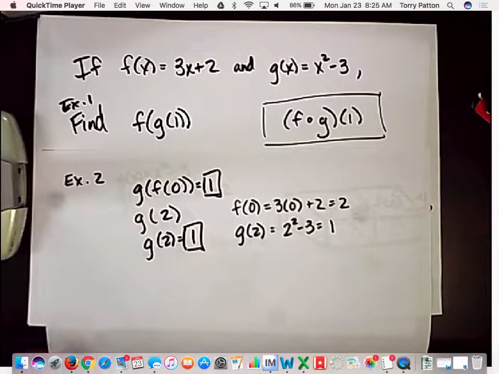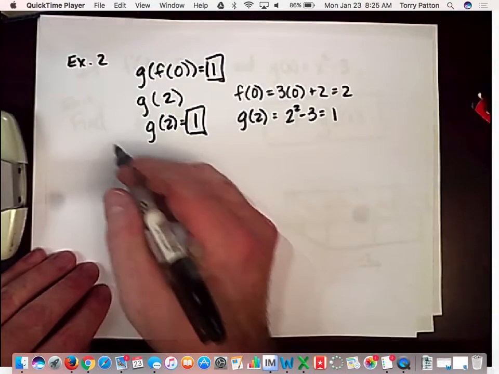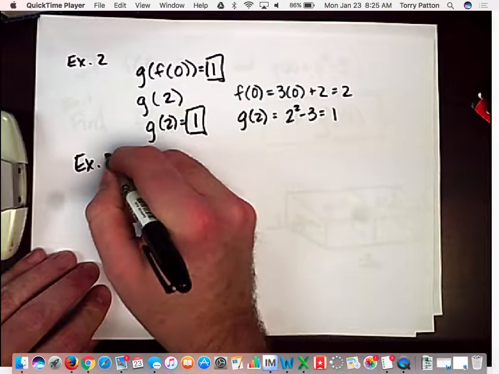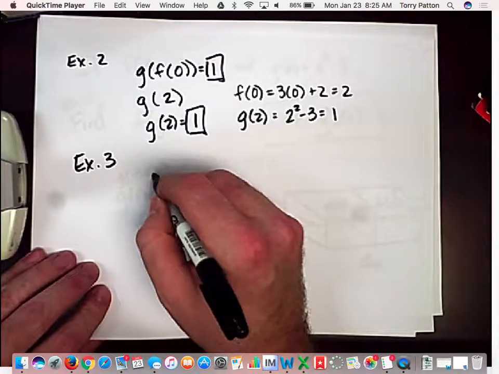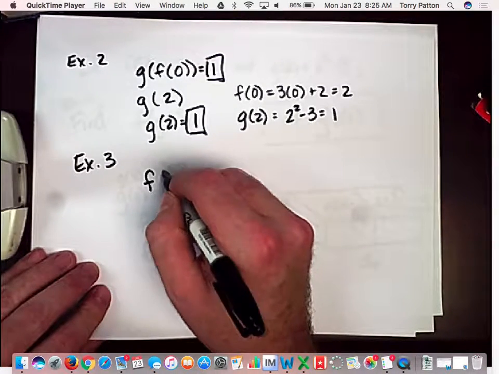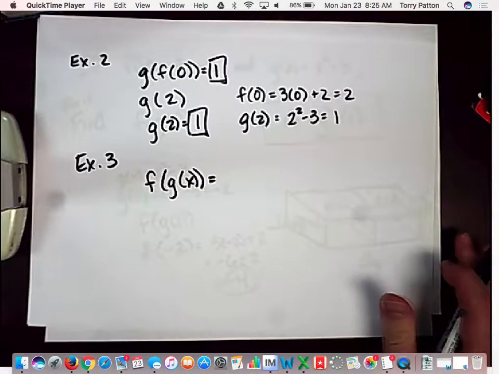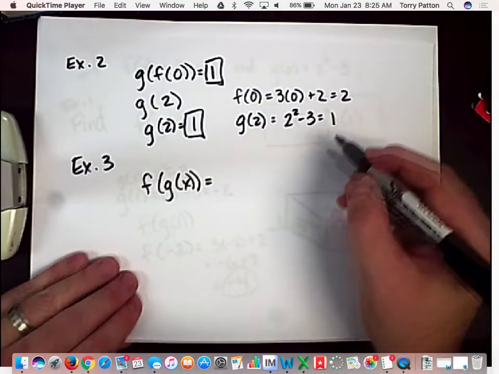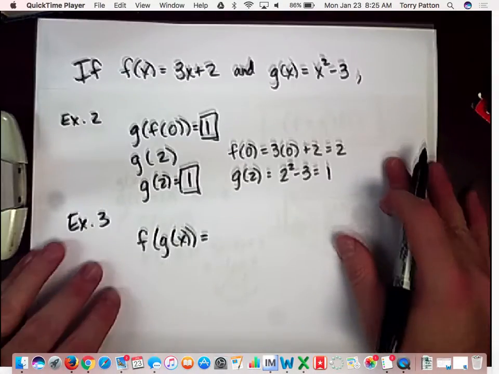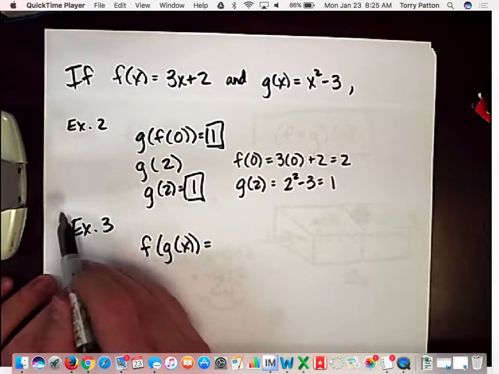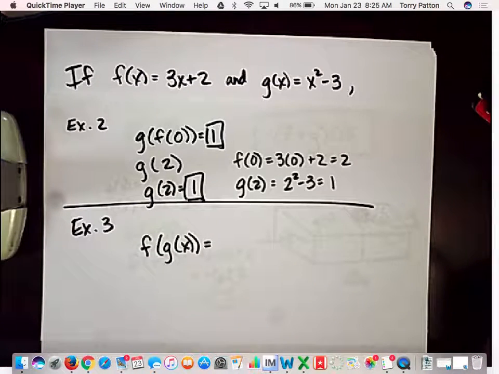And there is. So example 3, what if I ask you to find a formula for f of g of x? Well, the original f of x is that, g of x is that. Okay? So the input this time is just x, right? And what does it get input into?